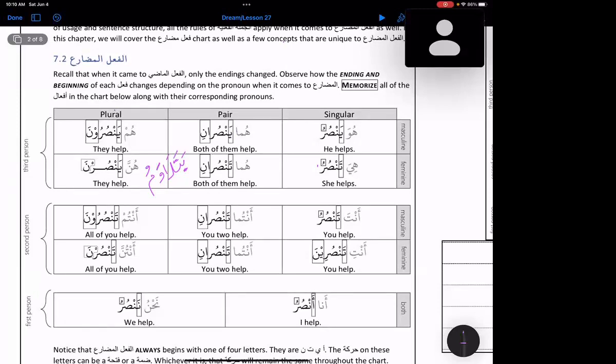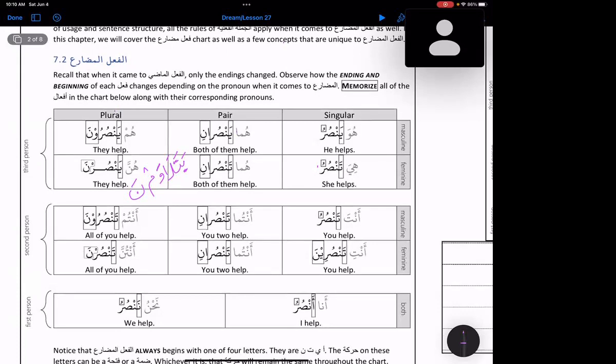Now what's going to happen? We have to give the last letter sukoon and bring noon. So what does that make? Yatalawamna. Okay, so always go to the huwa version. When we are confused, go to the huwa version, put sukoon on the last letter, and put noon over there, and you will get hunna. Yatalawamna.